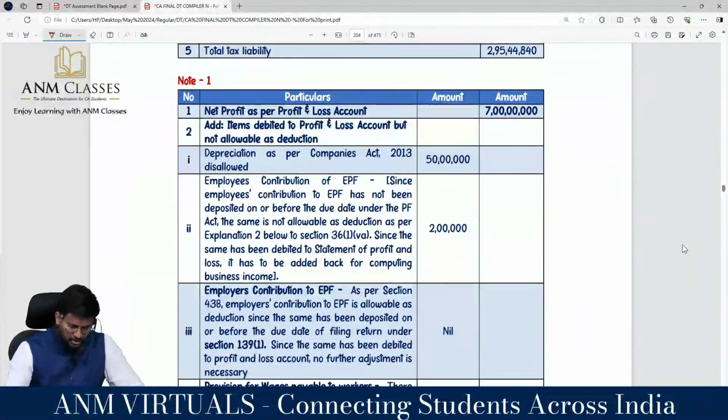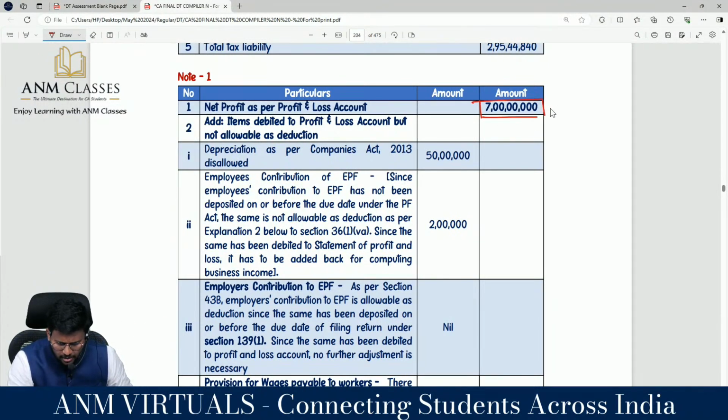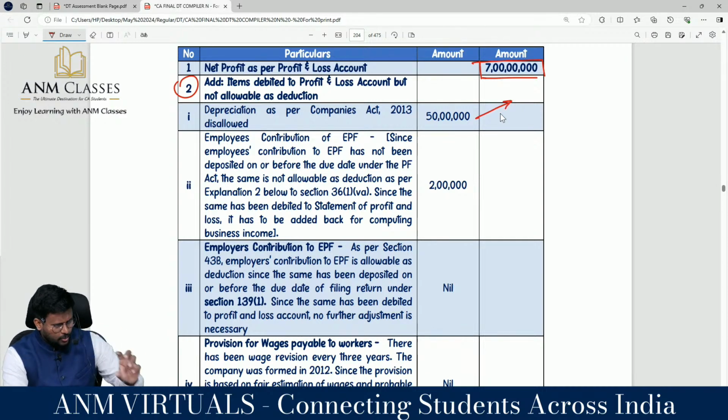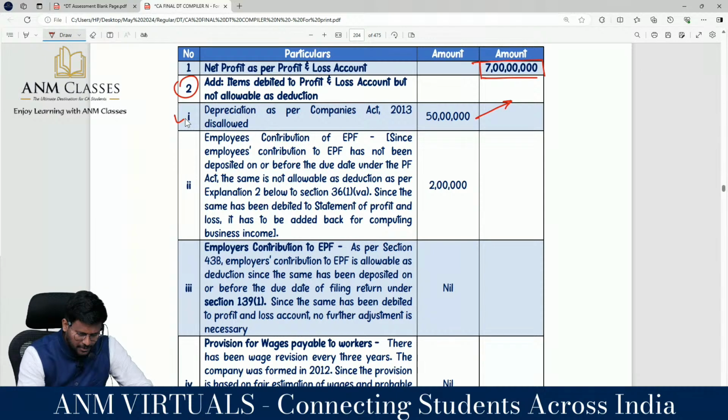We'll be checking here, because if I read at the end, I will not be able to connect the points for you. Net profit as per P&L, what is given? Add items debited to P&L but not allowable as deduction. Depreciation as per Companies Act, how much? 50 lakhs. So in every question, check whether the depreciation is as per the Companies Act. For a company, it will be as per the Companies Act. So you have to add it back. Are you clear with this adjustment?